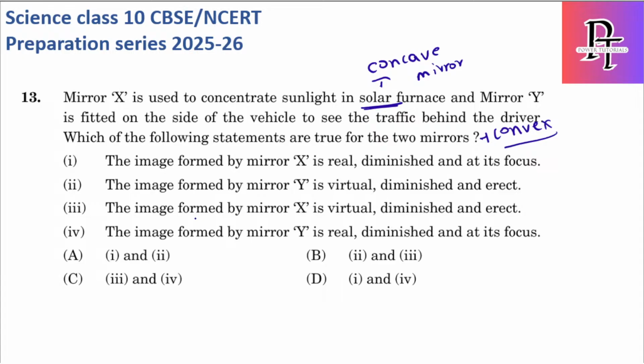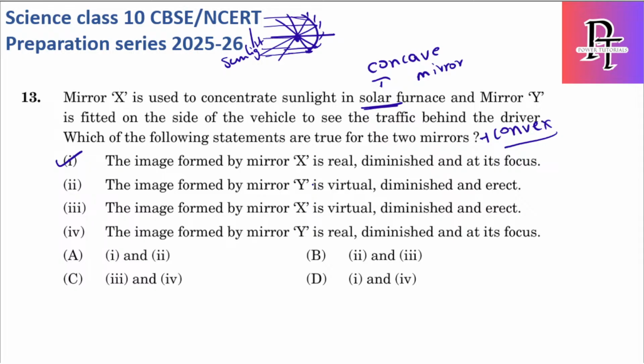Okay, let's see the options. The image formed by mirror X is real, diminished, and at its focus. Yes, this is true, because in a solar furnace we keep the mirror exposed to the sunlight. All the parallel rays which come to the concave mirror get reflected through the focus. So this will go here and hit the focus, this will go here and hit the focus, same way here. So all the rays will hit the focus, and at this focus we will keep our solar furnace. Due to the sunlight reflection, the heater or whatever we want will get heated up. So this is correct because it is real, diminished, and at the focus.